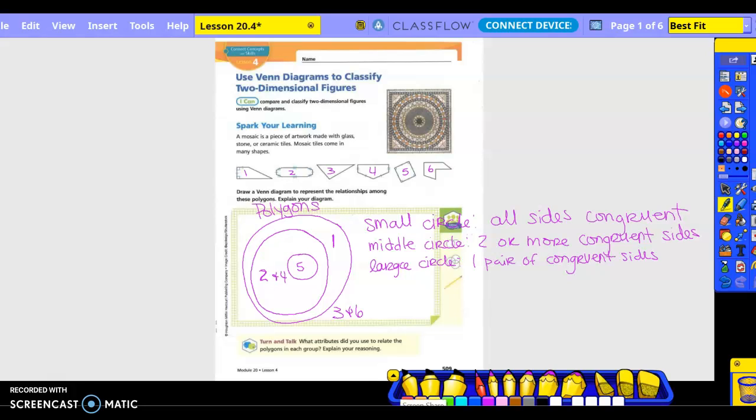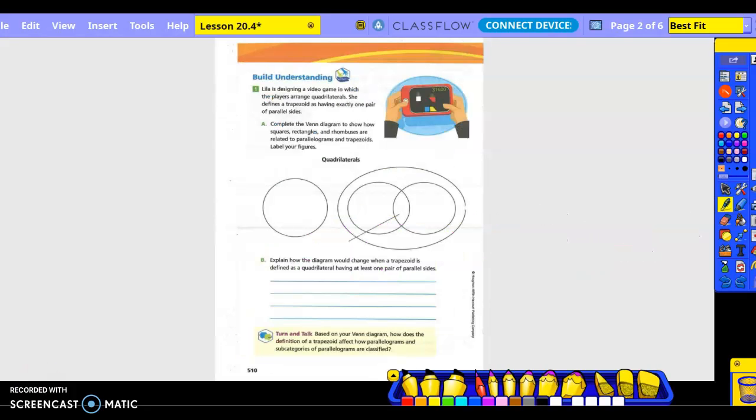So basically what we're doing is trying to figure out something that these things share in common that we can use as our basis, or what could be the commonality of our circles. So understanding number 1: Lila is designing a video game in which the players arrange quadrilaterals. She defines a trapezoid as having exactly 1 pair of parallel sides. Complete the Venn diagram to show how squares, rectangles, and rhombuses are related to parallelograms and trapezoids.